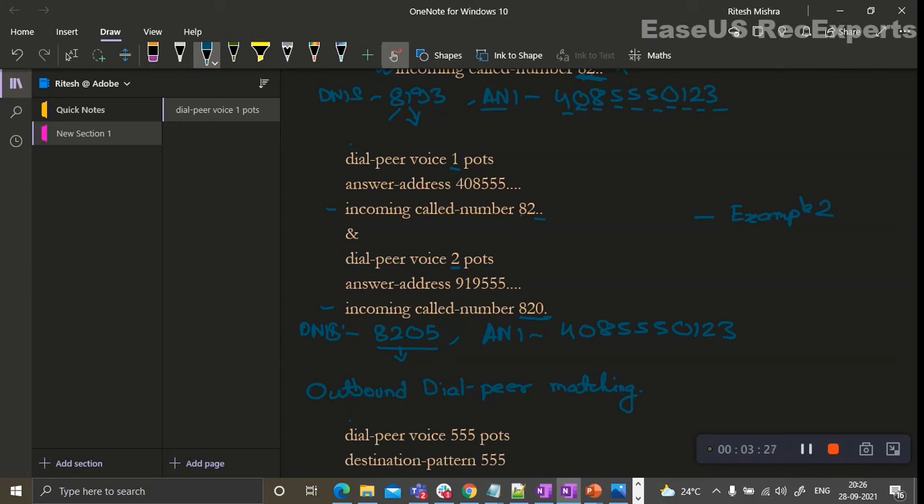There are other things as well. There are a lot of materials you can go through, but this is the basis. This is the main basis of dial pair selection.